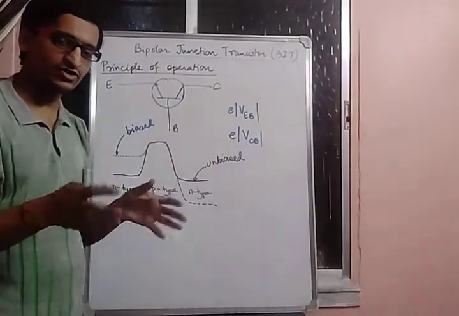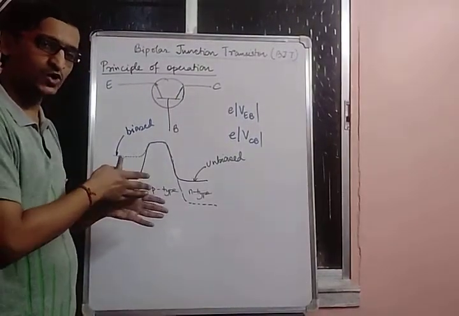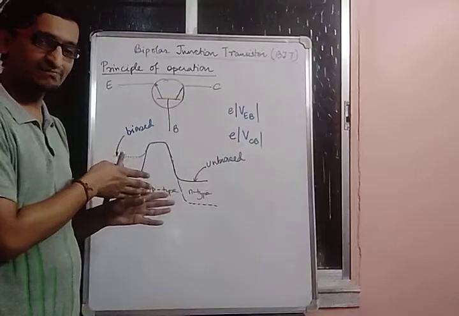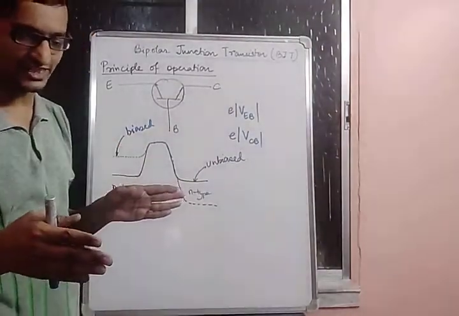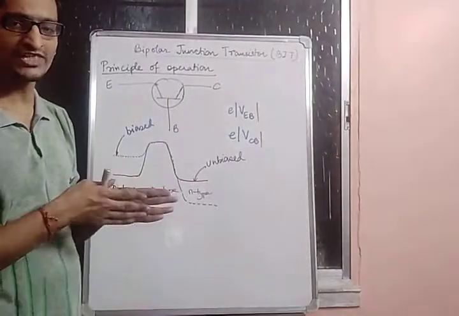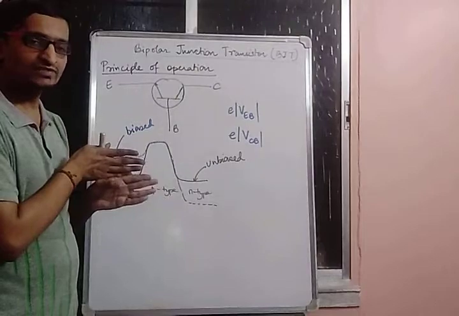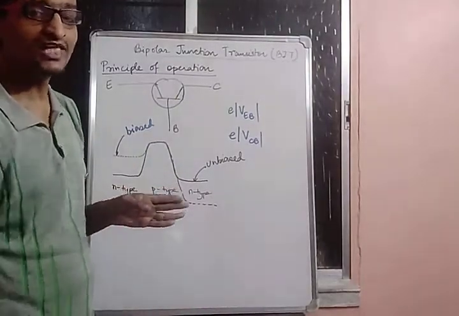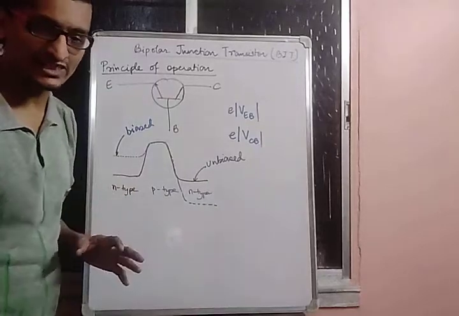As a result, the concentration of electrons towards the emitter junction will be very high as compared to the electron concentration near the collector junction. So for that reason, there will be a concentration gradient. Due to this concentration gradient, electrons will start diffusing towards the collector junction.